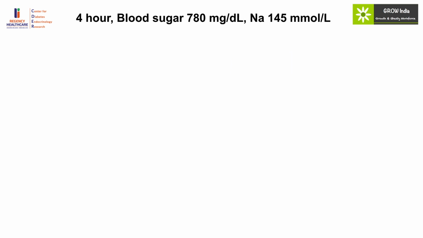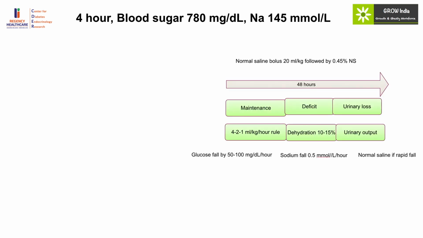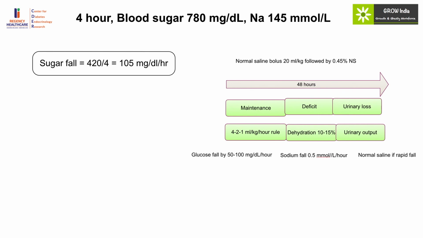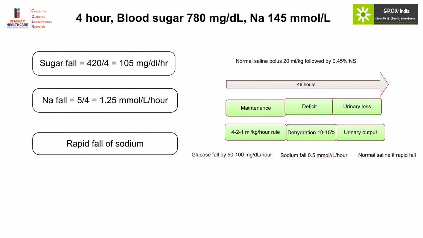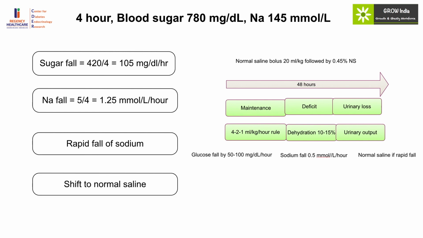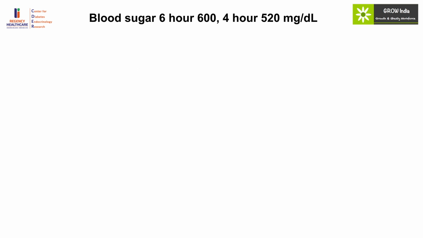At 4 hours, the blood sugar has come down to 780 milligrams per dl and sodium is 145. So what do we do? The sugar fall is around 105 milligrams per dl per hour, which is good. We don't need to start insulin now. But the sodium fall is more. There's a rapid fall, so we should shift the child now into normal saline, then N/2, which is very important.